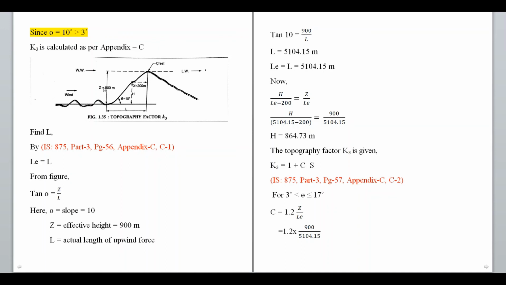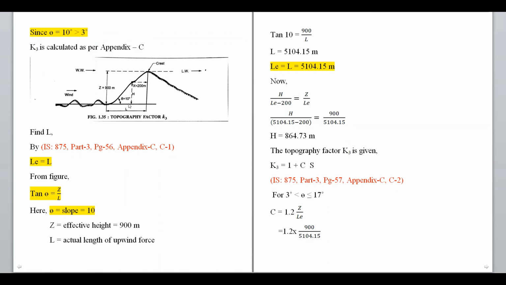By this data, you can find the effective length LE from the figure. Tan theta is equal to Z by L. Z is the height and the length is missing. We can find tan theta because there is an approximate triangle here. So the slope is tan theta equal to Z by L. So the L value is 5104.15 meter.